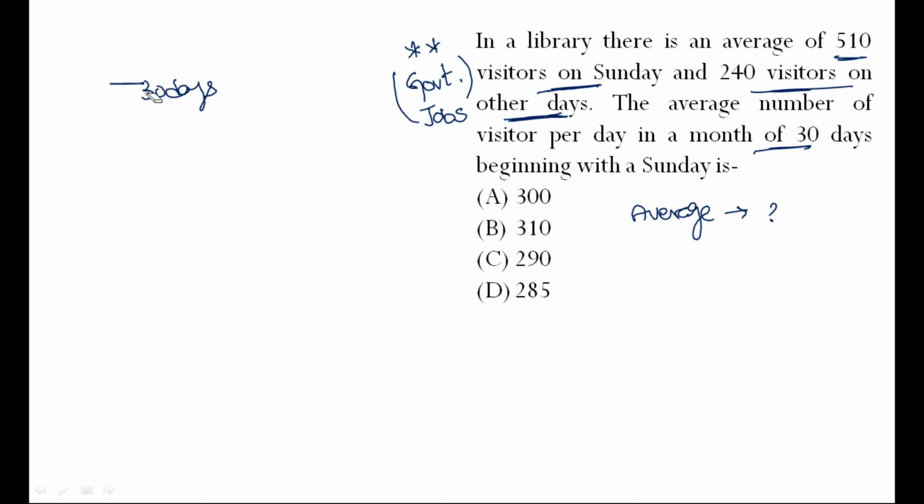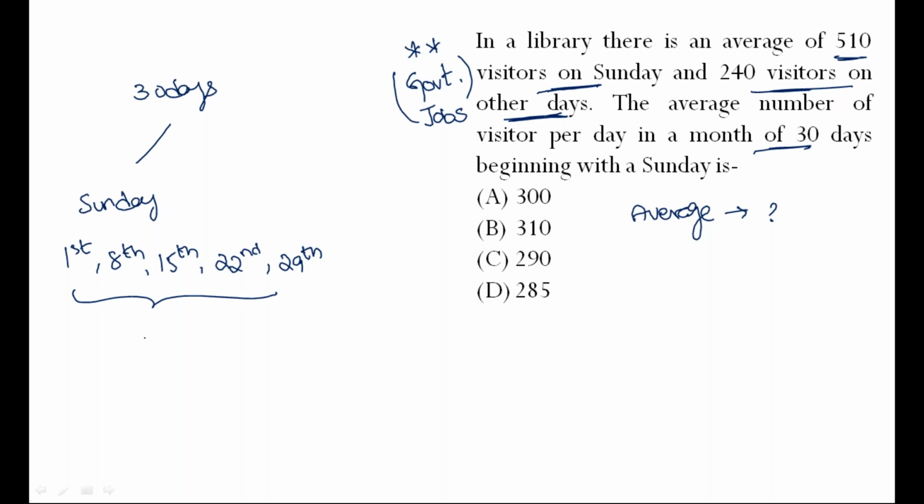The month is having 30 days starting with Sunday. Why is that important? Listen, guys. 30 days starting with Sunday, meaning the first day is Sunday. 7 days after, the 8th day is Sunday. 7 days after, the 15th day is Sunday. Again 7 days after, the 22nd day is Sunday. Again 7 days after, the 29th day is Sunday. Don't add 7 again, it will go beyond 30.